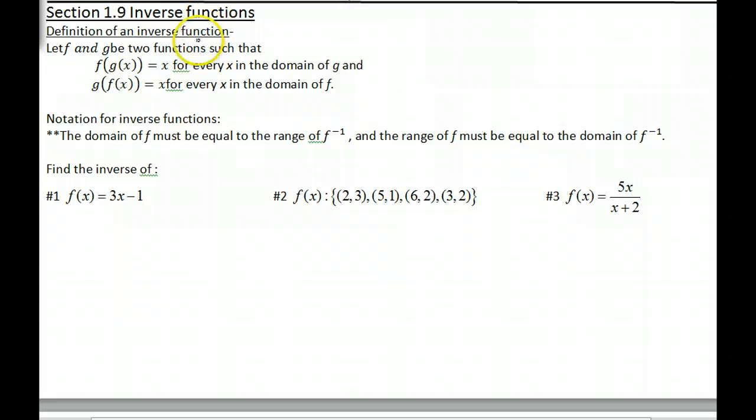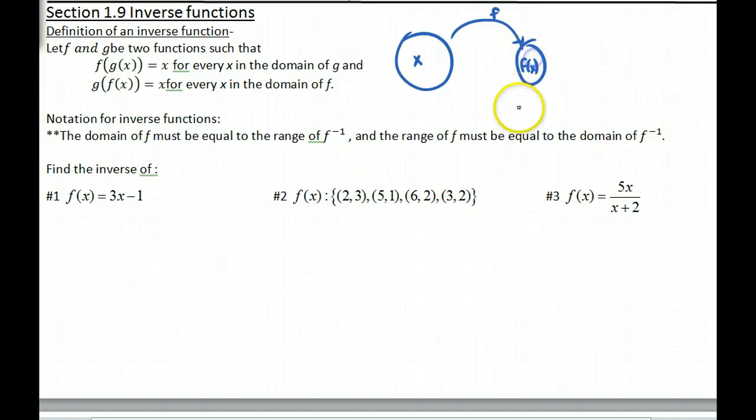Okay, so if we talk about inverse functions, definition of an inverse function, let f and g be two functions such that f of g of x equals x and g of f of x equals x. What happens with this is that if I have my x's, and this goes back to the mapping from last section, and I want to take them over with some f function, that means in here I'm going to get f of x. Well, what I want to do then is take them back to where I started from with my g function. So that means I'm going to take these x's, apply the f, and then apply the g function, and that's going to get me back to x.